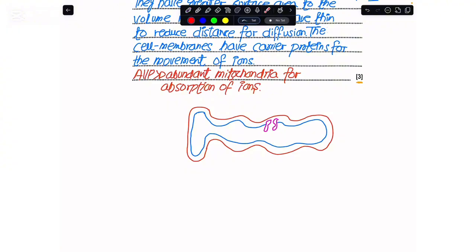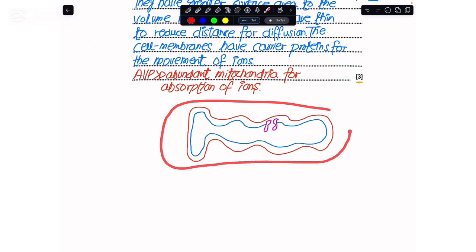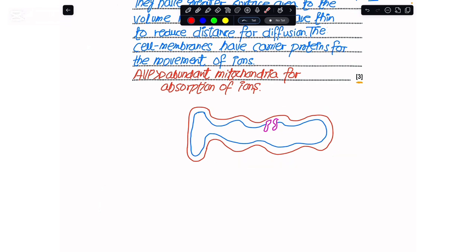So we have got multiple points. The first point is that this root hair cell has a greater surface area to volume ratio that would allow for more absorption of the ions. The other thing is that we have these carrier proteins, and these carrier proteins facilitate the movement of the ions, or they provide passage for the movement of the ions. And apart from that, we know very well that these root hair cells are thin, and when they are thin, for sure they would reduce the distance over which the ions would pass.